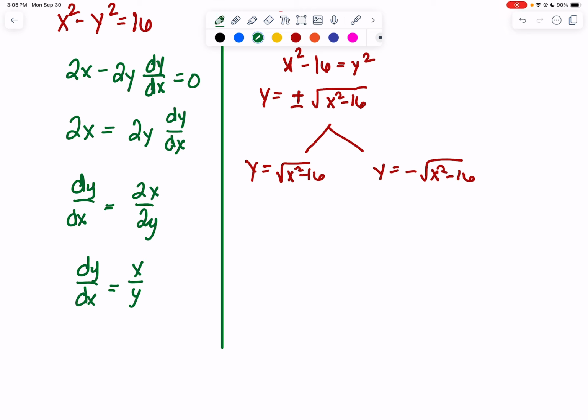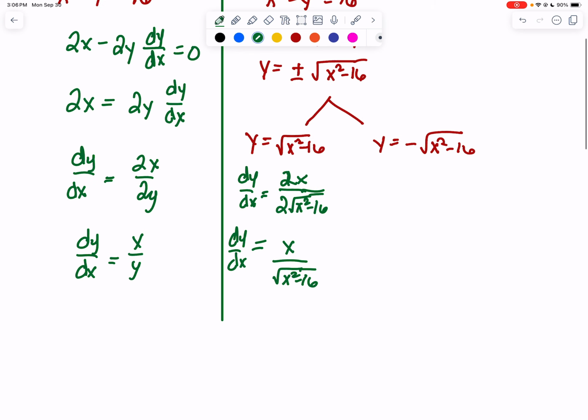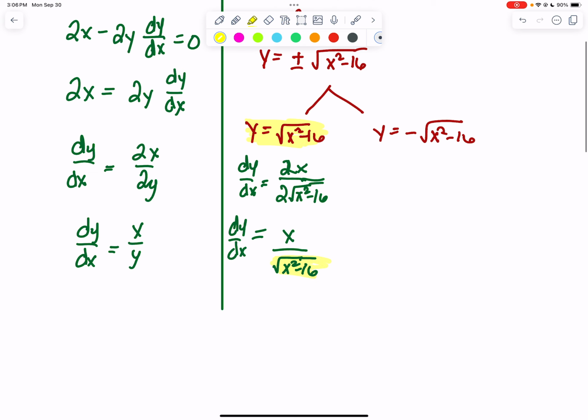If I take the derivative of this, I'm going to get dy/dx is equal to 1 over 2 square root of x squared minus 16, and then using good old chain rule, the derivative of x squared is 2x, which then gives me x over the square root of x squared minus 16. Now, notice how the square root of x squared minus 16 is the same thing as y from above. So I could replace this right here to be x over y.